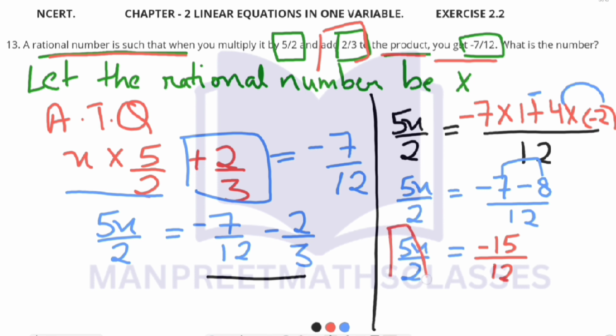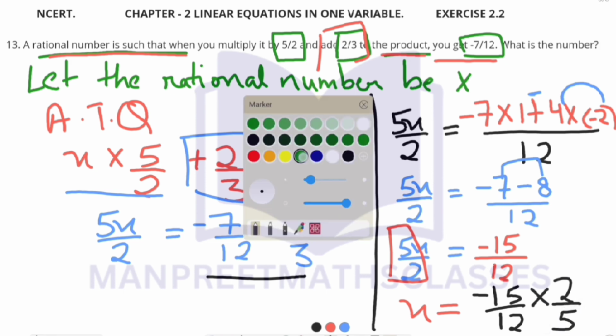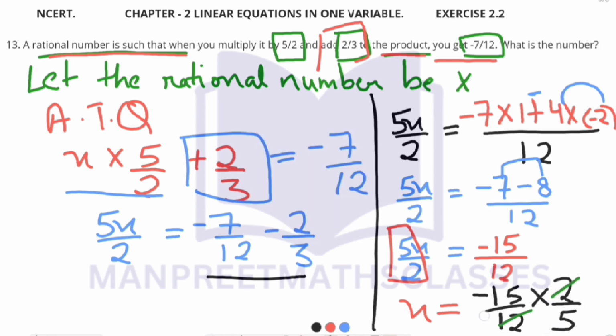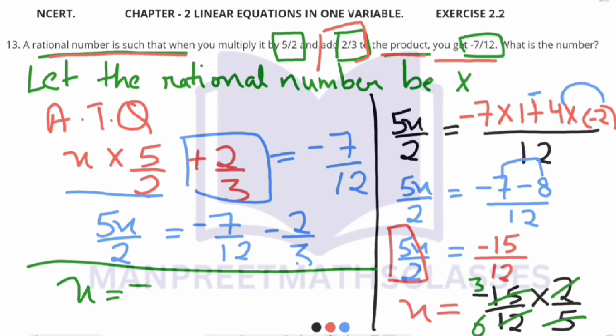Now here we are having a fraction and multiplication, so we'll transfer it. x is equals to minus 15 upon 12 multiplied by 2 upon 5. So we'll cancel them. 2 sixes are 12, 5 threes are 15. So here the value of x which we are getting is, I'm writing it here, x is equals to minus 3 upon 6. We can cancel it further.